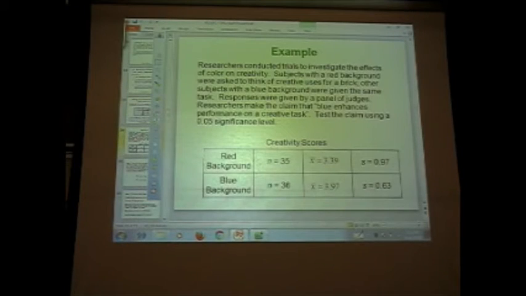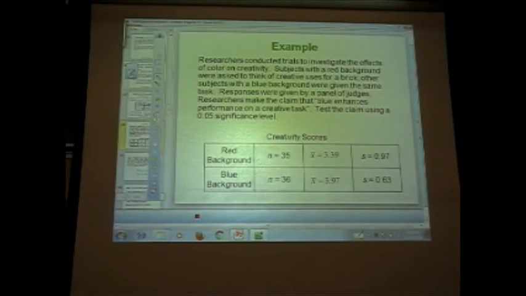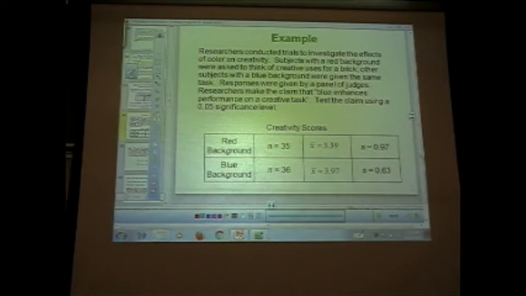Here's an example. And we all good, ready? Researchers conducted trials to investigate the effects of color on creativity. Subjects with the red background were asked to think of creative uses for a brick. Other subjects with a blue background were given the same task. Responses were rated by a panel of judges. Researchers make the claim that blue enhances performance on a creative task. Test the claim using a 0.05 significance level. Great. All right, so first question: is this a hypothesis test or a confidence interval?